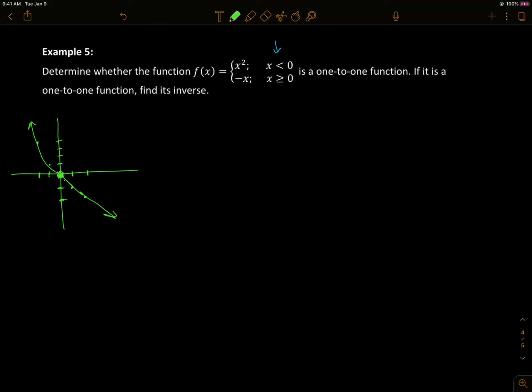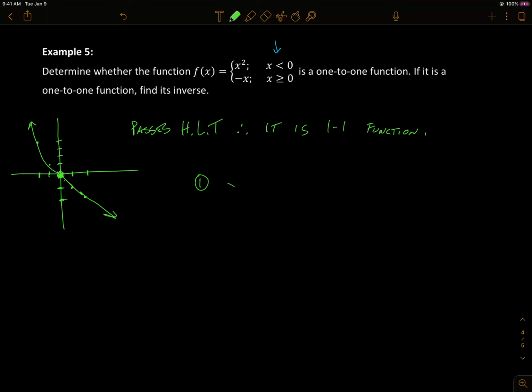So if I look at this graph, does it pass the horizontal line test? It does. So therefore, it is a one-to-one function, which means its inverse is a function, so I'm going to go ahead and find it. So step 1, I'm going to look at the two pieces.